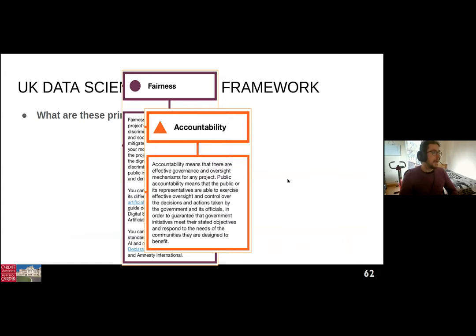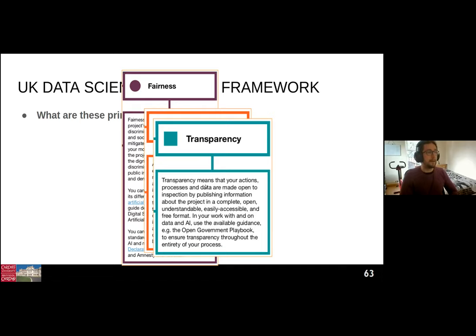Accountability links to the chain of responsibility and being able to provide effective governance and oversight mechanisms for any project. And finally, transparency, meaning that our actions, processes, and data are made as public as possible for inspection and scrutiny by the wider public. So there should be mechanisms in place that allow external agencies to check the mechanisms of your project, but also the public should be able to understand as much as possible of your project.